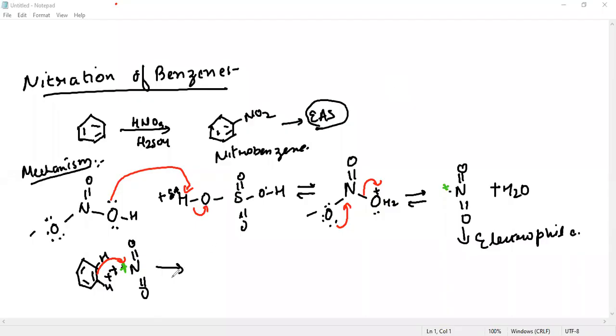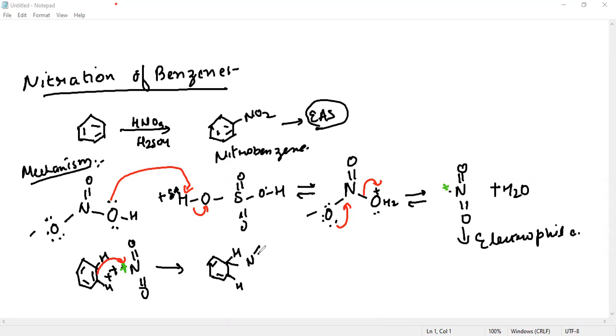Now what will happen next, let's see. This pi bond is going to attack here, and then let's write the result of that. So this is your benzene ring with two pi bonds here, and this bond attacked on this one. So here are your two hydrogens, which are here, and then what will happen? This will go ahead and attach here like this.